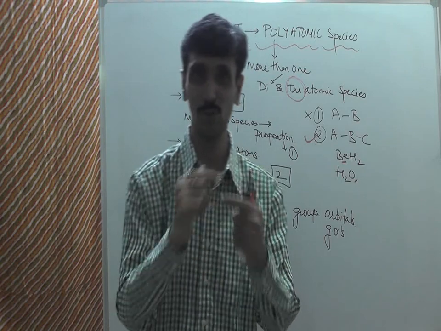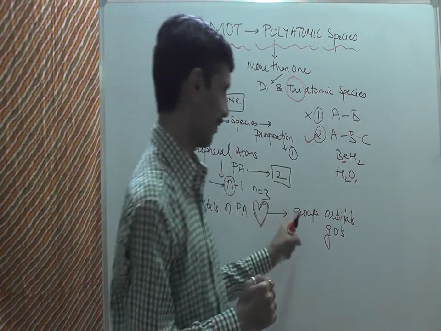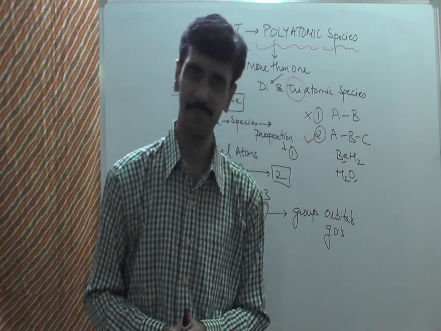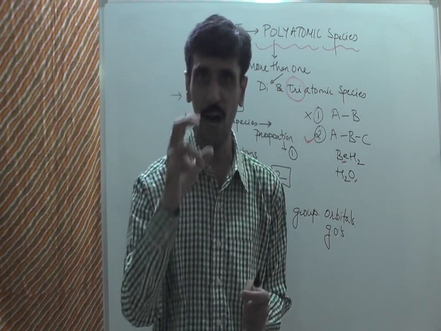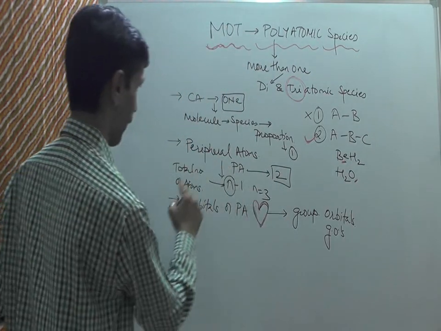Alright, and that's why we need to give a different word, and that word is group orbitals. समझ में आया आप लोग को? Okay, so how the group orbital is formed, that is step number 3.